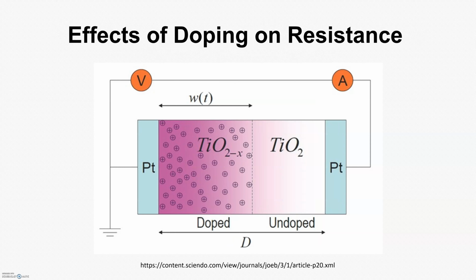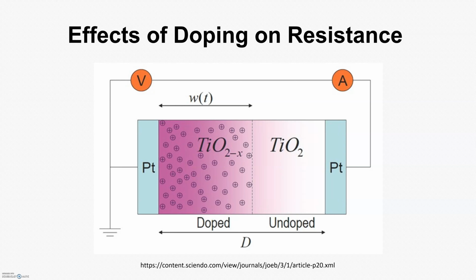All right, we're going to look at the effects of doping on resistance. So this is how a memristor works. We have a boundary, that's the dotted blue line, and on one side, the undoped side on the right, we have your run-of-the-mill titanium dioxide. And on the other side, we have TiO2 minus X. The minus X there means that there are fewer oxygen atoms than on the right side. And this actually conducts current better. The doped side conducts current better because it has fewer oxygen atoms.